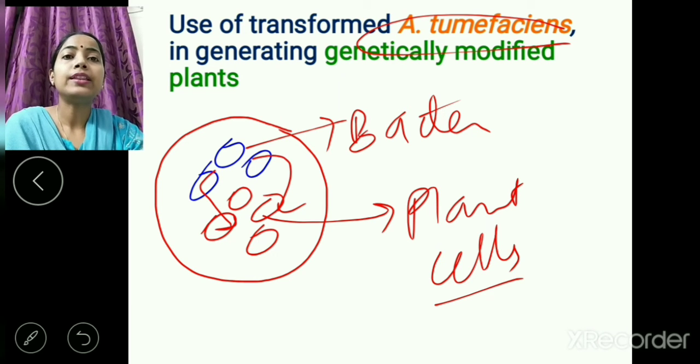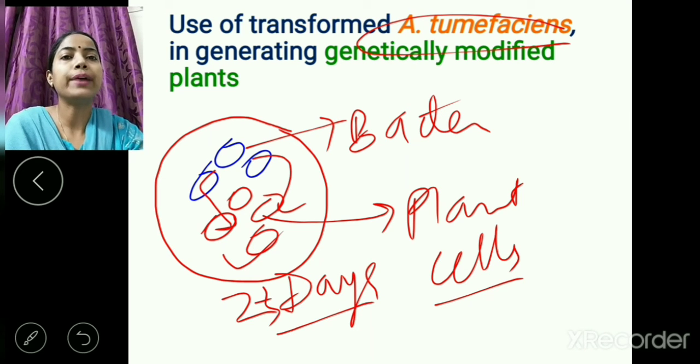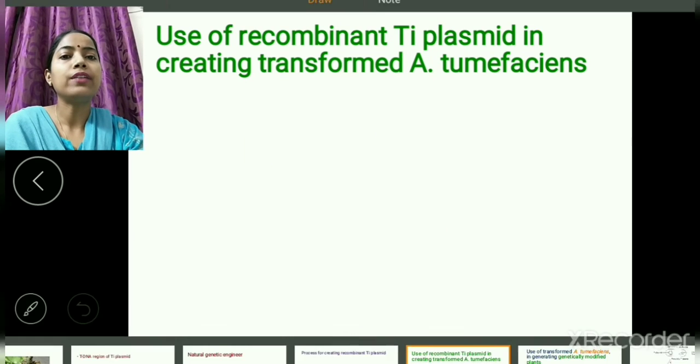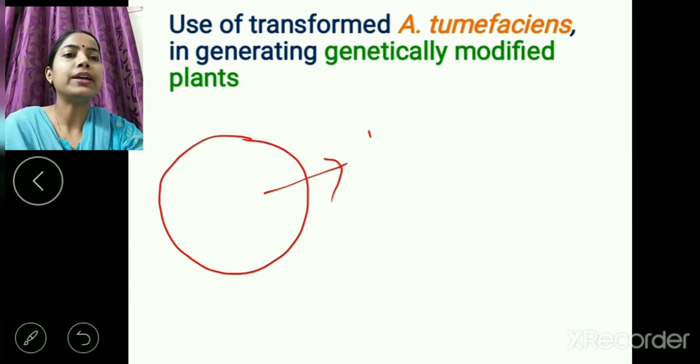There will be non-transformed cells present in this medium where we are incubating both plant cells and bacteria all together. And this process we are doing for 2 to 3 days until the majority of the plant cells get transformed. So what next we have to do? We have to take the fresh medium again, but this time the medium should contain the kanamycin.